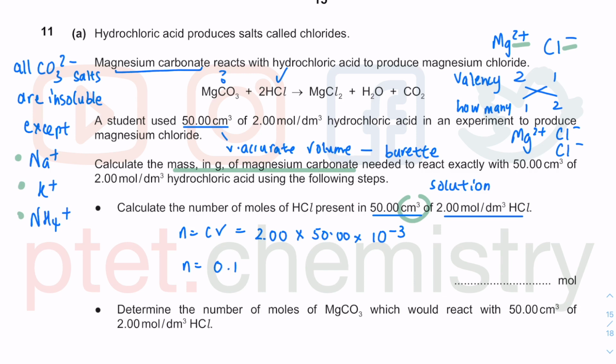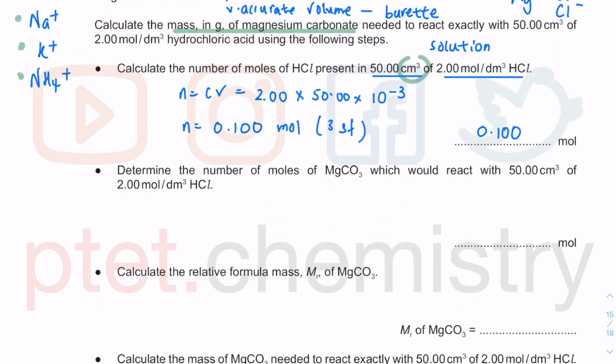Calculator does not tell me how many significant figures, but we know, looking at the question, 2.00 has 3 significant figures, and 50.00 has 4 significant figures. If I'm to be consistent, I always go with the lowest significant figures in the data given. So I will add in the significant figures. This is 3 significant figures, mole per dm cube multiplied by the volume in dm cube there. So consistent number of significant figures.